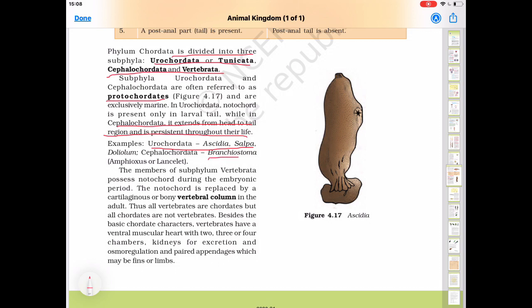The members of subphylum Vertebrata possess notochord during their embryonic period. In the embryonic period, notochord is present. The notochord is replaced by the vertebral column in the adult. Our backbone, that is the vertebral column, replaces it. Thus, all vertebrates are chordates, but all chordates are not vertebrates.